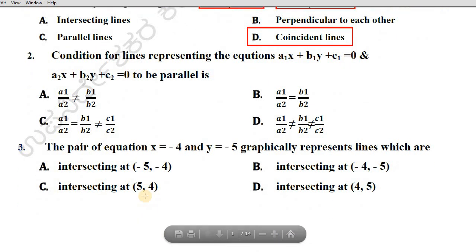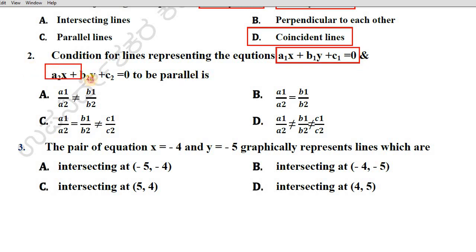Let's take another question. Condition for lines representing the equations a1x plus b1y plus c1 is equals to 0 and a2x plus b2y plus c2 equals to 0 to be parallel. See here two equations, general form given, and these two equations should frame the parallel lines. So to form the parallel lines, the ratios have to be what? So that is what they are asking.